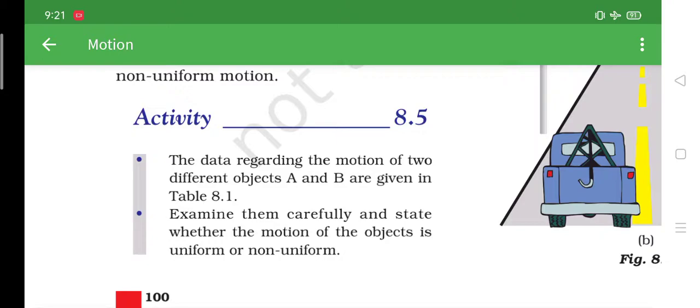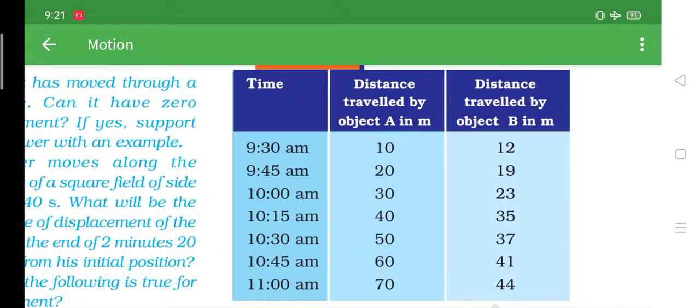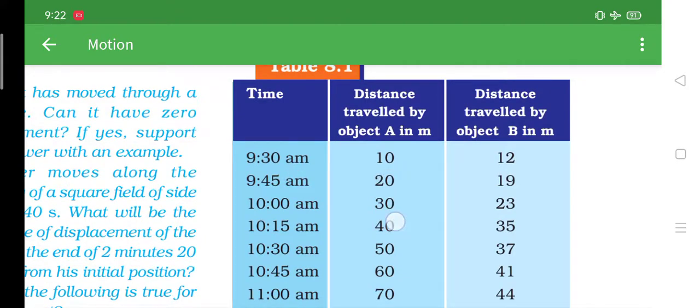Now the data regarding two different motions A and B are given in table 8.1. Examine them and state the motion. Now you see here, the time interval is a 15 minute difference. You can see 9:30 to 9:45, then 9:45 to 10:00, 10:15, 10:30, 10:45 and 11. Now how does object A travel? If it travels 10 meters first, then 20 meters, then 30 meters. So you see here, in a gap of 15 minutes it travels 10 meters each time. As you can see, object A is in uniform motion.